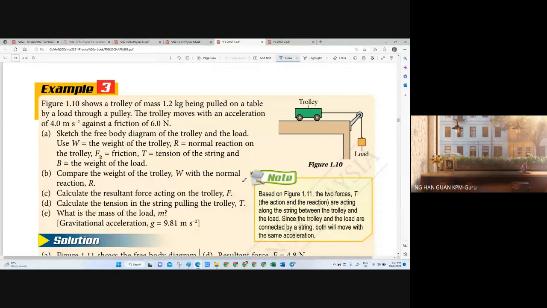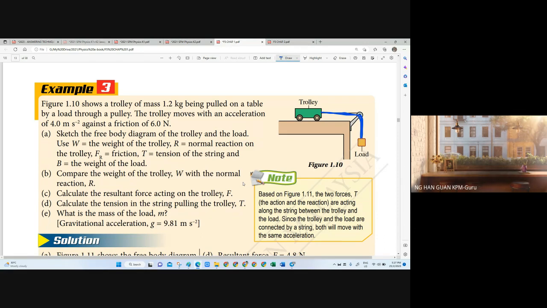Example 3, we can still solve it as a parallel force. Even from here, we can see there's one acting horizontally, one acting vertically. But why can we still consider it as parallel? Because there is a string linking them. It's linked. So once it's linked, even though it looks like they are acting in two different directions, because it's linked with the string, it's still considered as a parallel force.